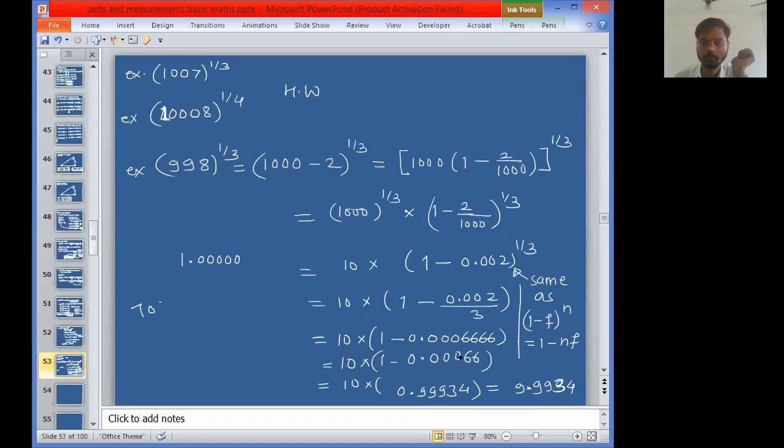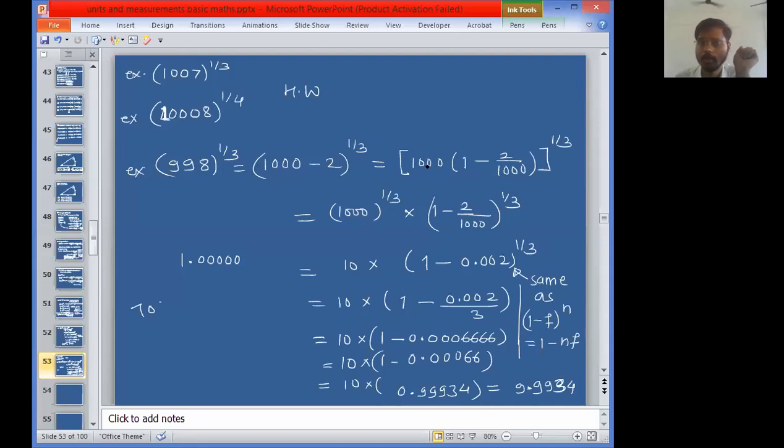1.00000. 1, 2, 3, 4, 5. Explain the first step. 1 minus 2 by 1000. We have taken 1000 common from this. So if we take 1000 common from this, 1000 upon 1000, 1 will remain in the bracket. 2 upon 1000 as it is. Multiply this inside by 1000. 1000 minus 2, 1000 into 1000 cancel. So 1000 minus 2, you can get this back again.